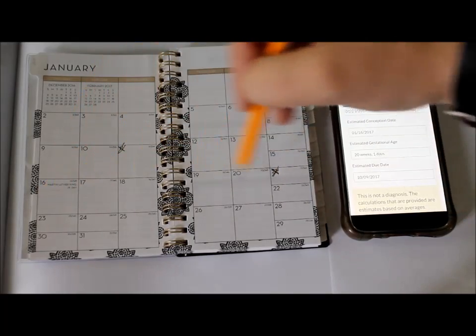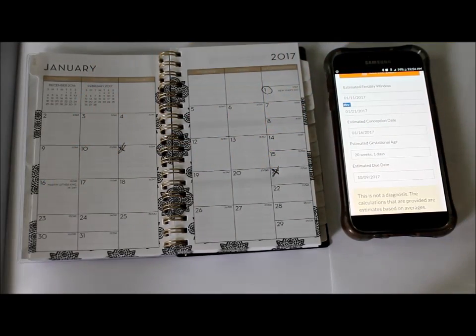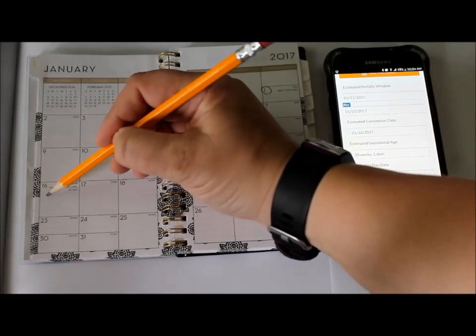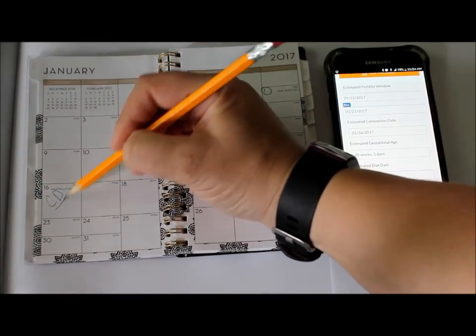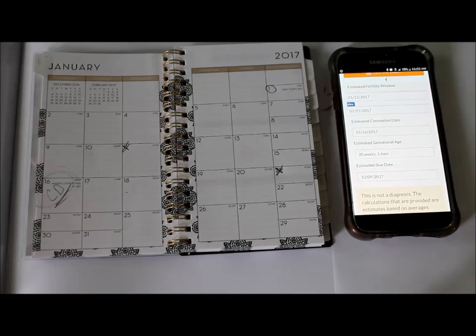Fertility window right there. So if you're planning a pregnancy, you can use this website to plan ahead to see when your best possible chances are to become pregnant. This gives an estimated conception date of January 16th. So this is the estimated conception date.